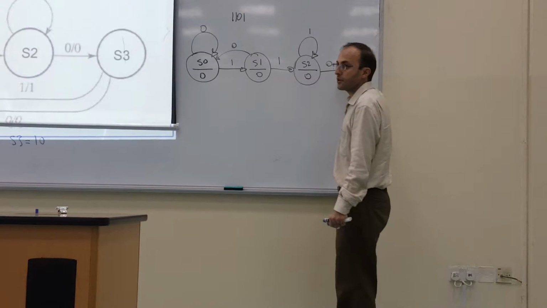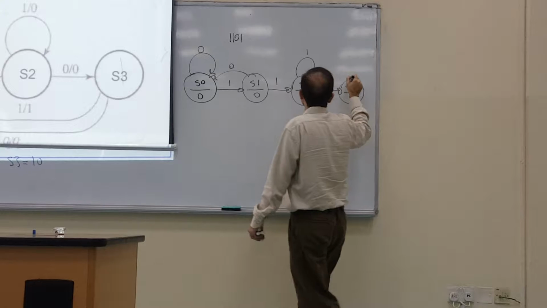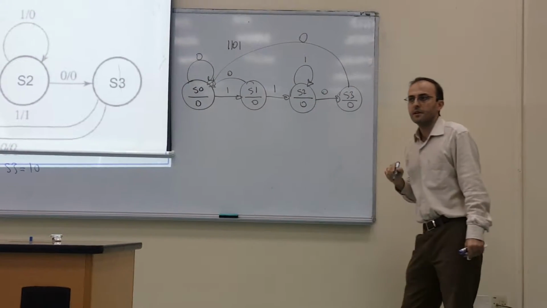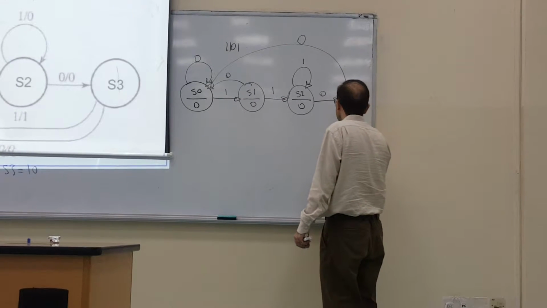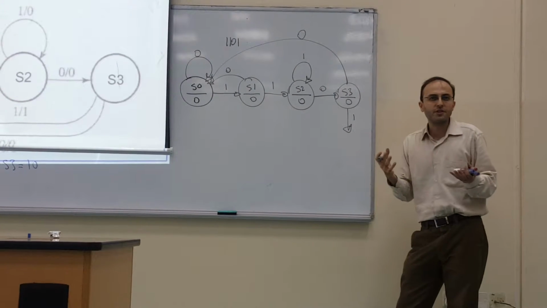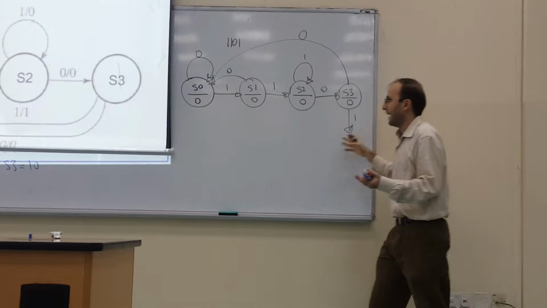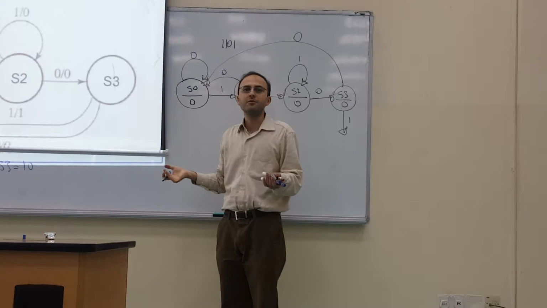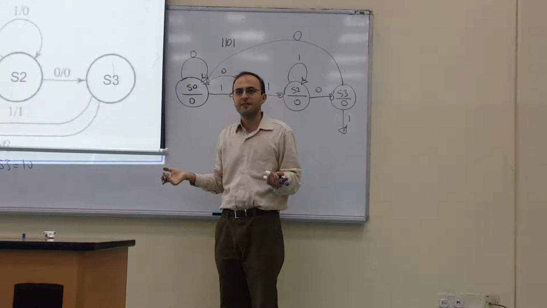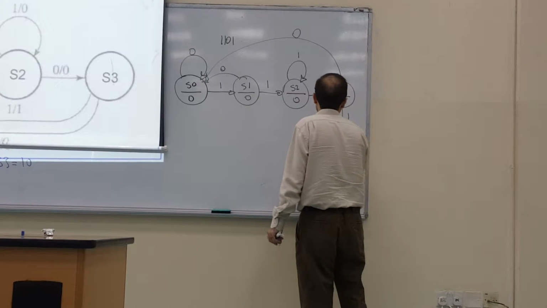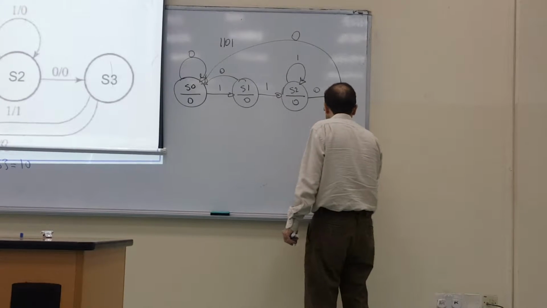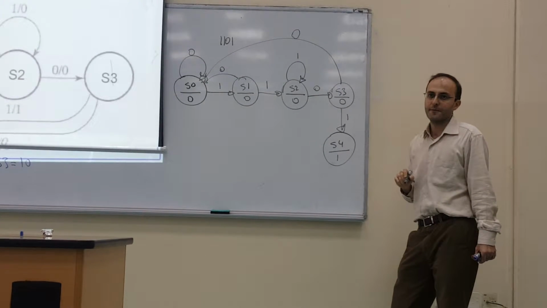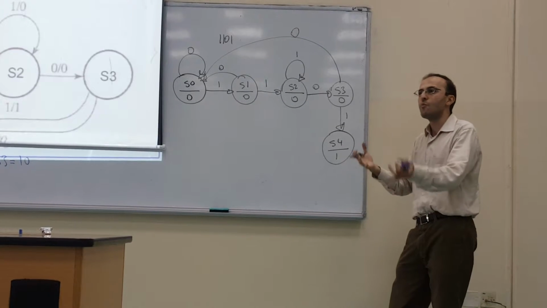Now, if I see the 0, what's going to happen here? Yes, my sequence is ruined, so I have to go back, right? 0. Now, if I see the 1, I'm supposed to go somewhere where the output has to be 1. I cannot go to a 0 because the output here is 0. So what should I do? I need to introduce another state. Call it S4, and the output then is going to be 1. That's not redundancy. That's because of how Moore works.